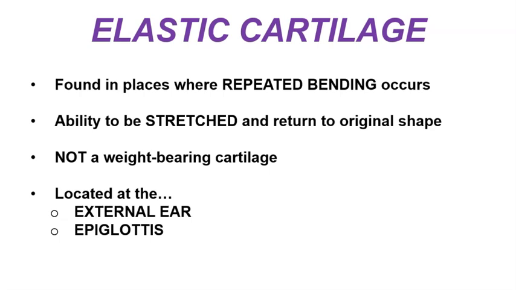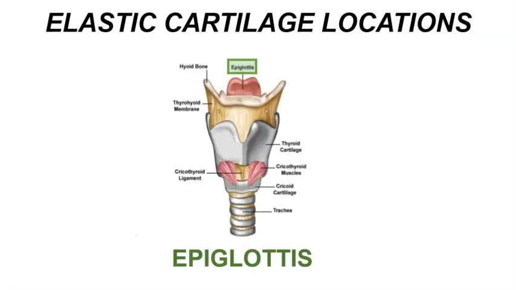Next, we have elastic cartilage, and elastic cartilage has a little bit more limited distribution, at least compared to hyaline cartilage. It's typically seen in a few places where repeated bending occurs. So the presence of the elastic fibers in the extracellular matrix of elastic cartilage allows it to be stretched out or bent, and then return to its original shape. So we generally don't see that this is a weight-bearing cartilage. There are primarily two places that it's located, the external ear and the epiglottis. So as a refresher, recall that the epiglottis is a structure that's going to close off the trachea when we swallow, so that food is directed behind the trachea into the esophagus rather than being directed into the trachea.